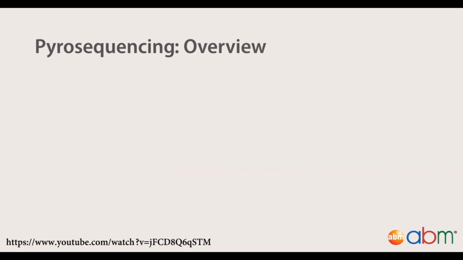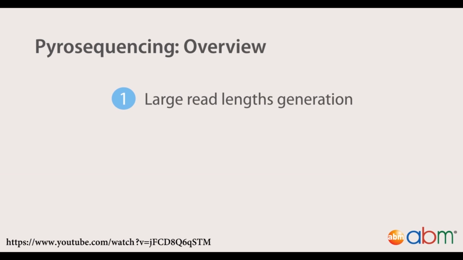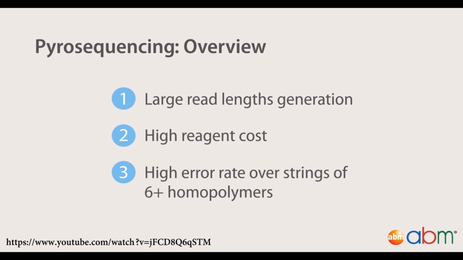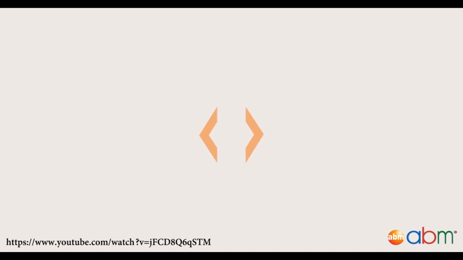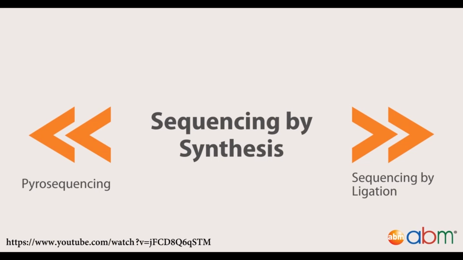This technology is capable of generating large read lengths, much comparable to the read length of Sanger sequencing. However, high reagent cost and high error rate over strings of 6 or more homopolymers have reduced its applications. For more details on the technical aspect of this technology, please visit our knowledge base at the link provided in the description below.